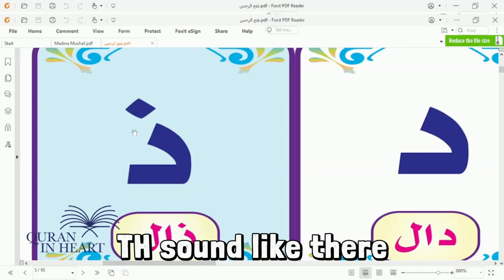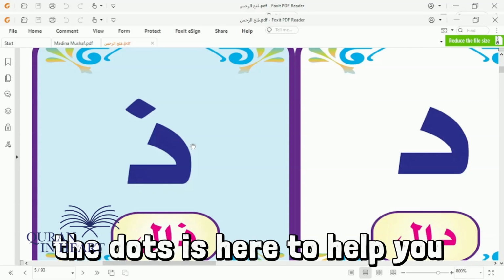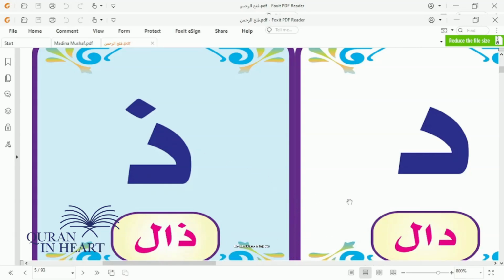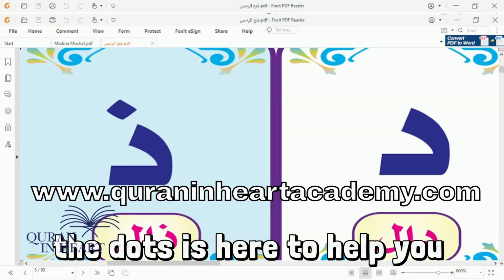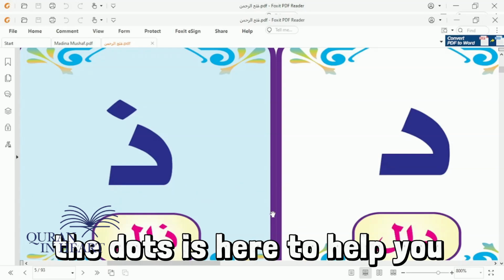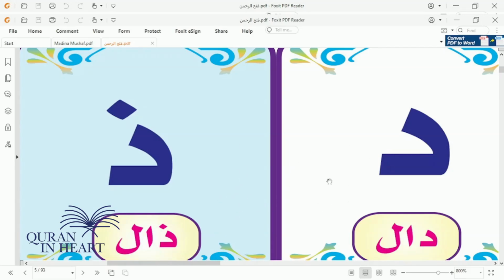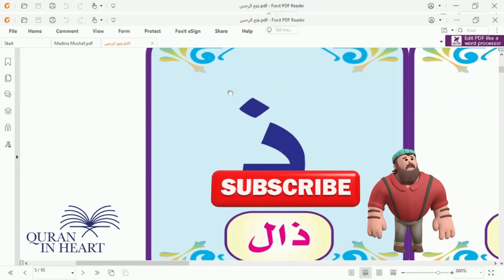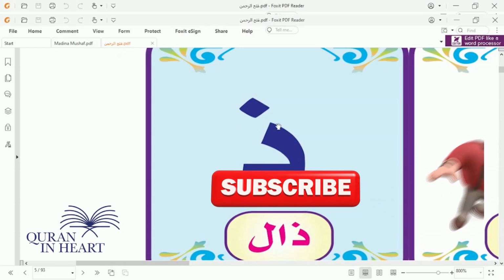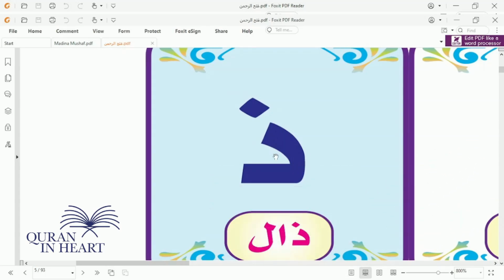Actually, I want to tell you something. You may feel the dots are a really big problem in Arabic, but in reality these dots help you know and read the difference between Dal and Dhal and other letters. I don't want to go into deep information, but Arabs used to write and read these letters even without the dots, and they could do that. Without a lot of details, the dots are here to help you.